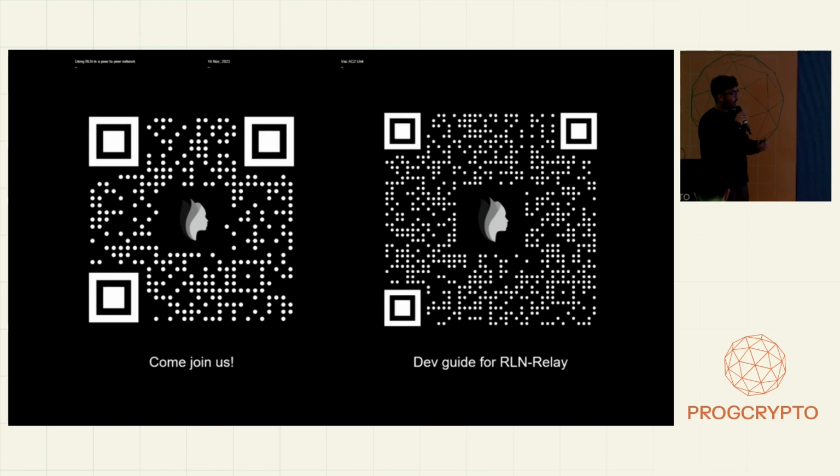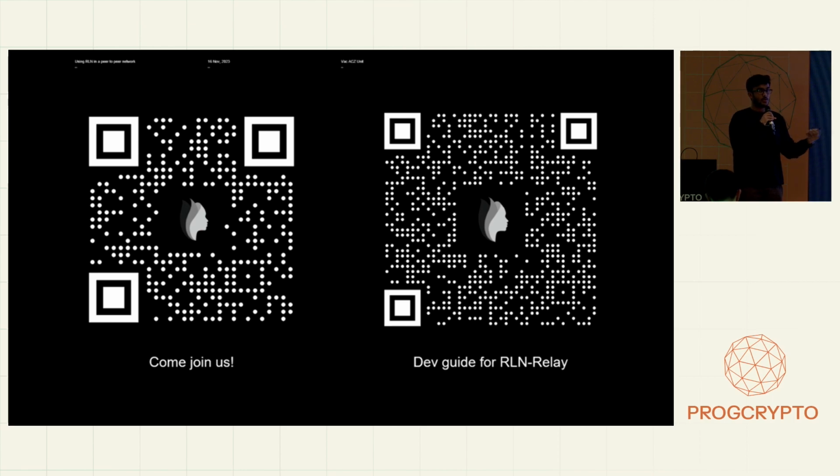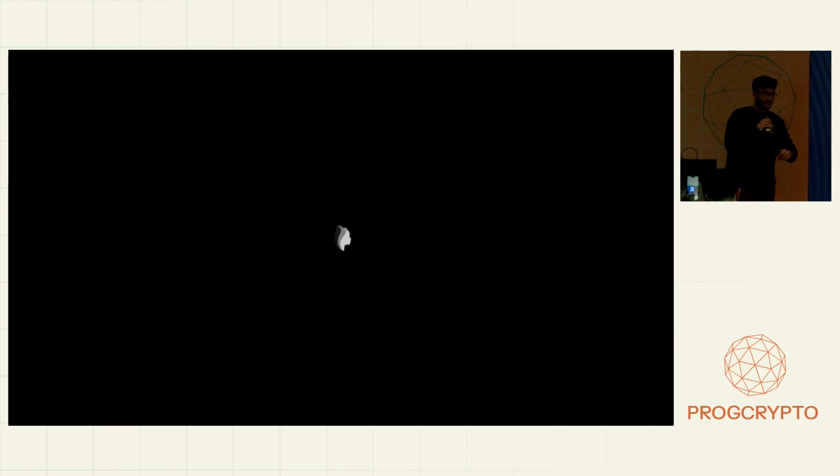Finally, you can come join us at VAC so that you can help us build RLN for anonymous networks and potentially even for validator privacy. There is a dev guide for RLN Relay, so you can start bootstrapping your application with Waku and RLN Relay. That's it. Thank you.